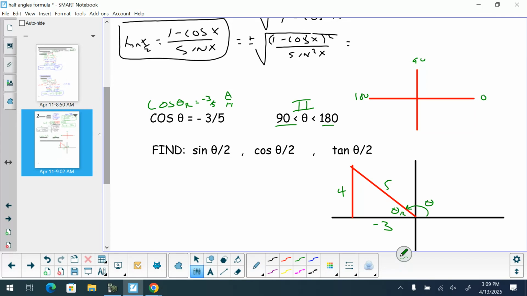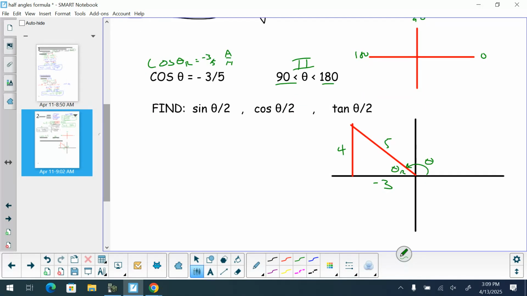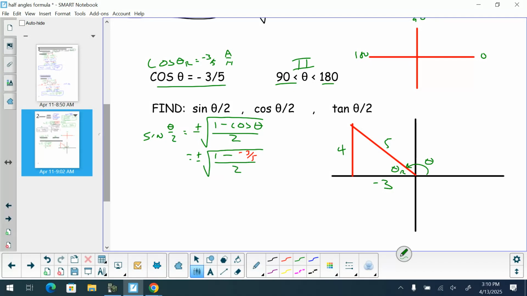So what we want to find is the sine of theta over 2. And we want the exact value. Well, by definition, we have plus or minus square root of 1 minus cosine of theta divided by 2. Cosine of theta from our triangle is negative 3 over 5, and we're also given it up here. So subbing in, we have plus or minus square root, 1 minus a negative 3 over 5, divided by 2.